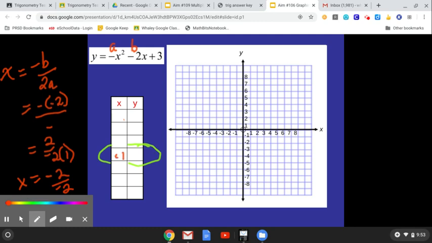-1 is in the middle. -2, -3, -4, 0, 1, and 2. My mistake.